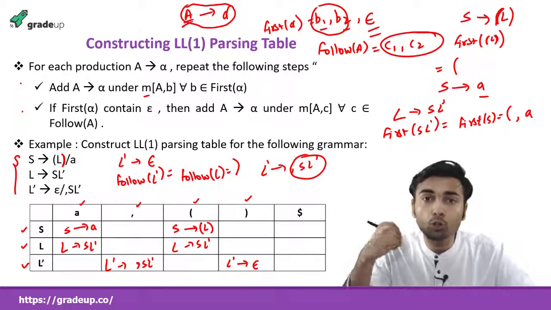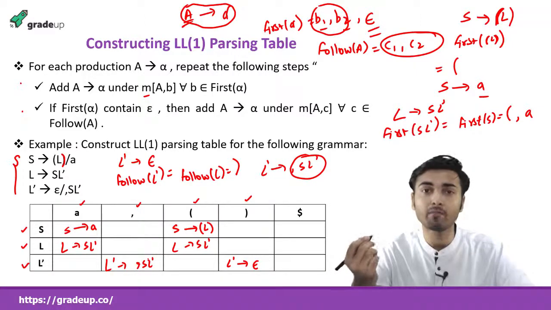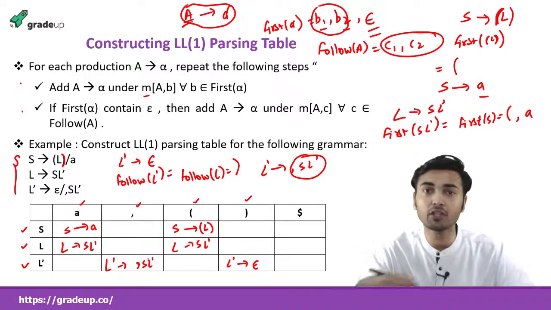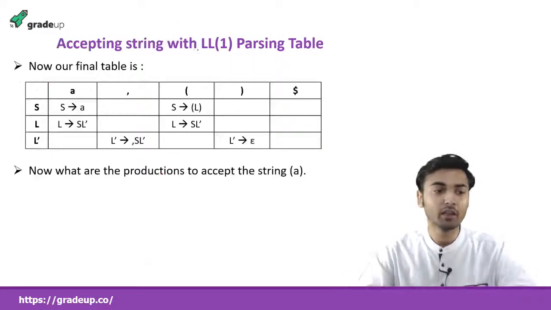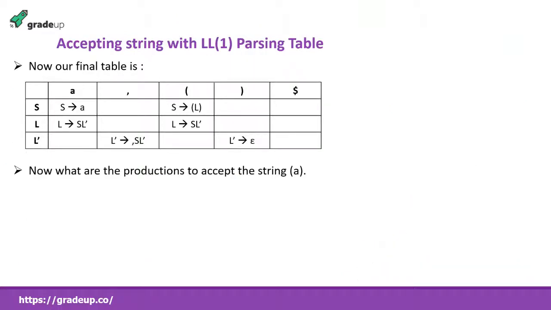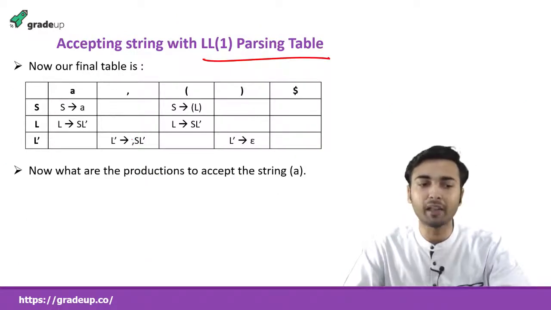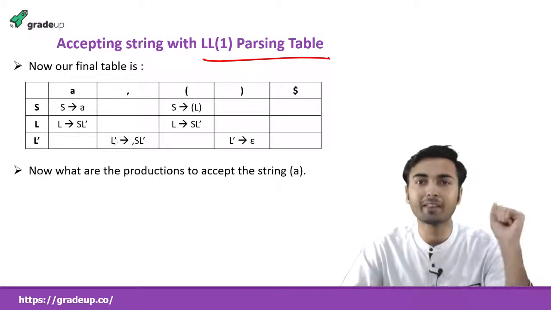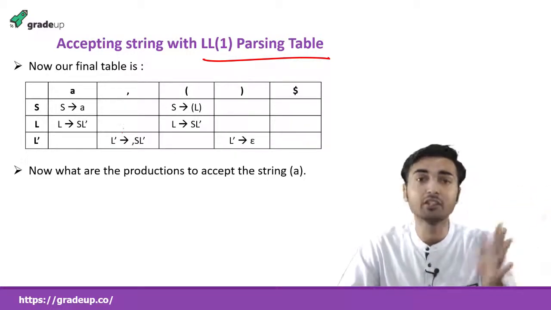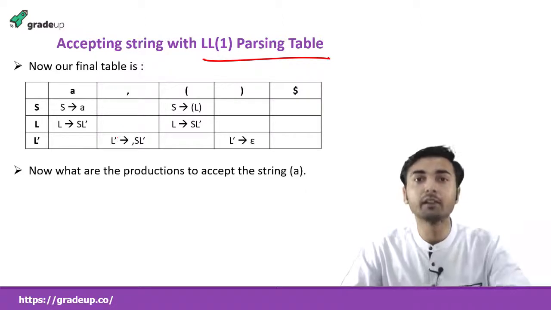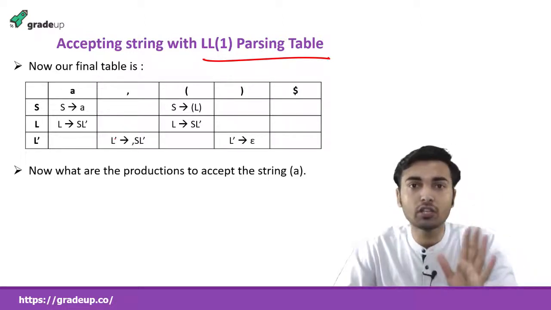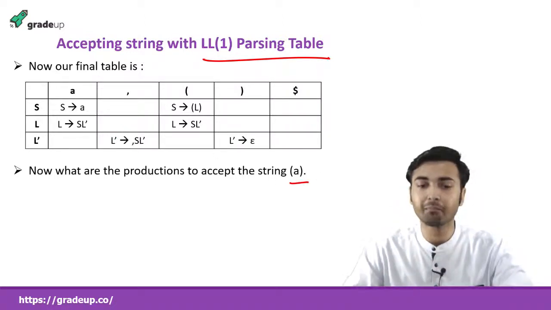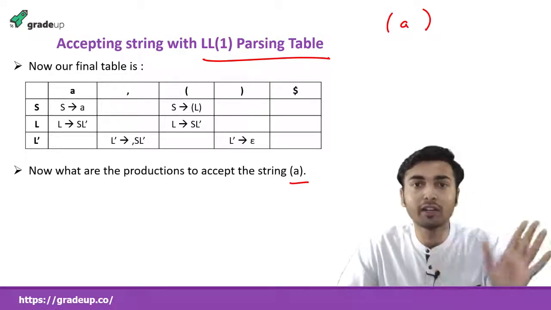Now, how to use this parsing table to generate your string? See, accepting a string with the LL1 parsing table. This is your final table, the table we generated in our previous step. Now let's see how to generate our string. Suppose our string is this: opening bracket a, closing bracket. We want to generate this string.